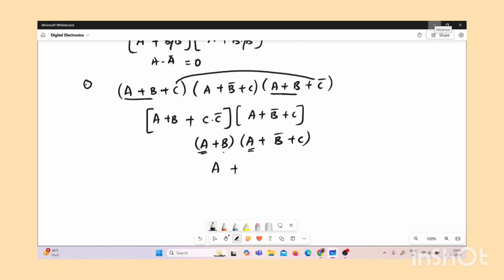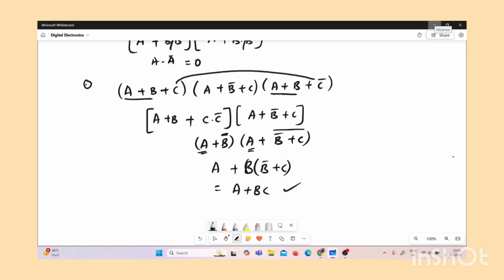You need to multiply the terms which are not common. In this term b, in this term b bar plus c. So b into b bar plus c. The answer is a plus b dot b bar is 0 and b dot c. So after simplifying the above expression, the final minimized expression is a plus bc.